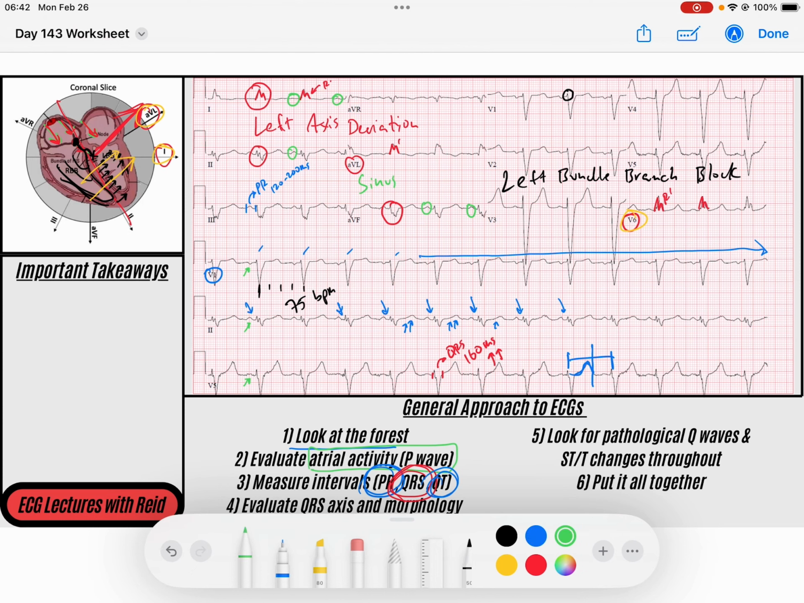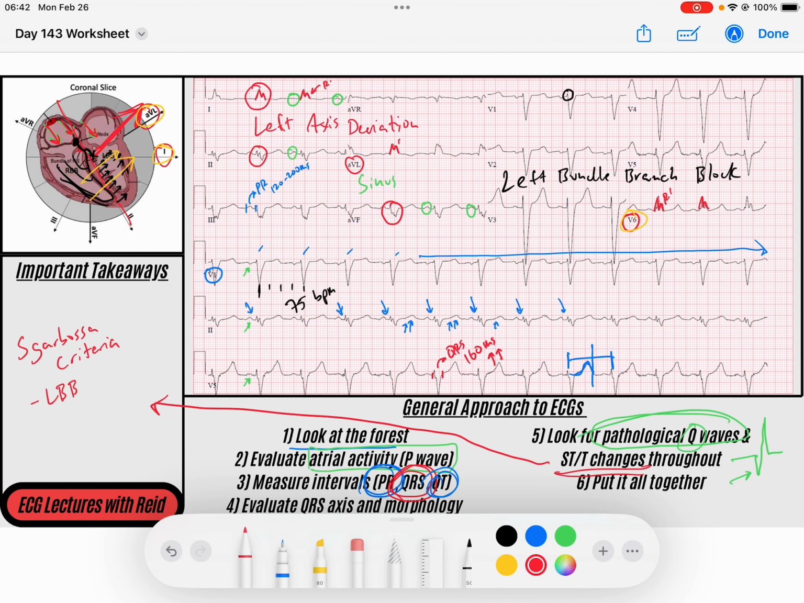It's all rate related. Last thing I'm going to do is look for pathological Q waves, which tell me if there's any previous myocardial infarctions that are represented by the first deflection of the QRS, or the Q wave, being distinctly negative compared to the remainder of the deflections, and we don't have any. And then I look for ST elevation depression, any T wave abnormalities. Remember, in left bundle branch blocks, if you look for ischemia or infarction, you use something called the Sgarbossa criteria, right? And these are used in left bundle branch block to evaluate for infarction. Okay. And so I don't see any of those changes here, right?